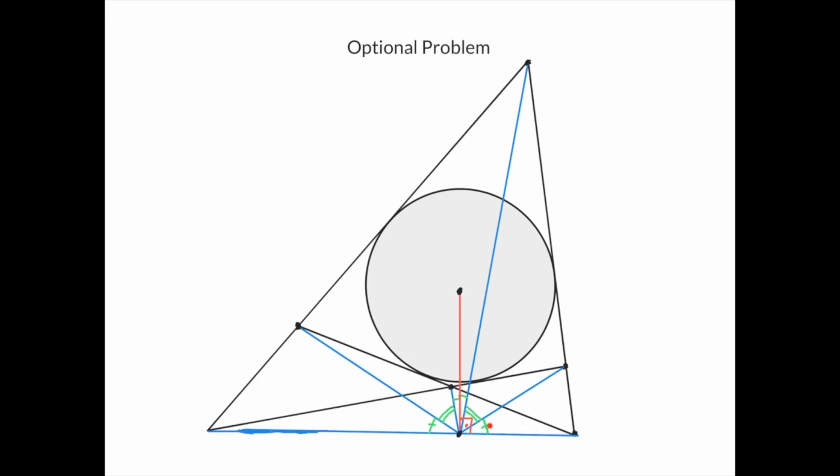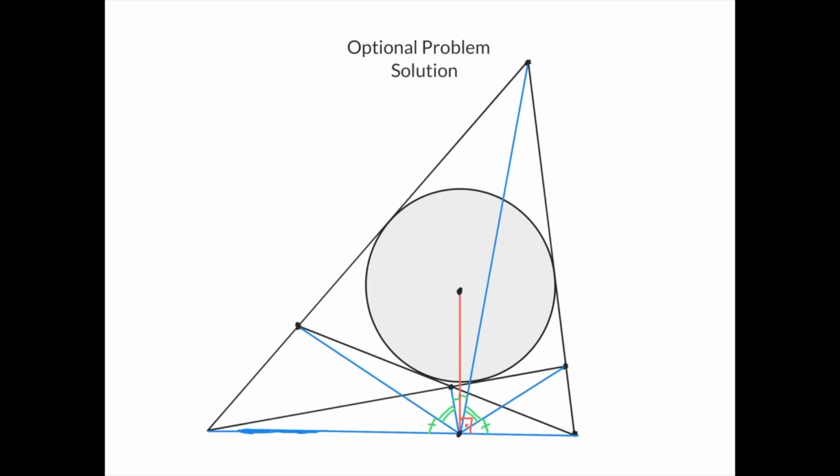We need to prove that this angle equals this angle, that this angle equals this angle, and that this angle equals this angle. Or in other words, that the red segment is actually the angle bisector of this angle here, and the angle bisector of this angle here.